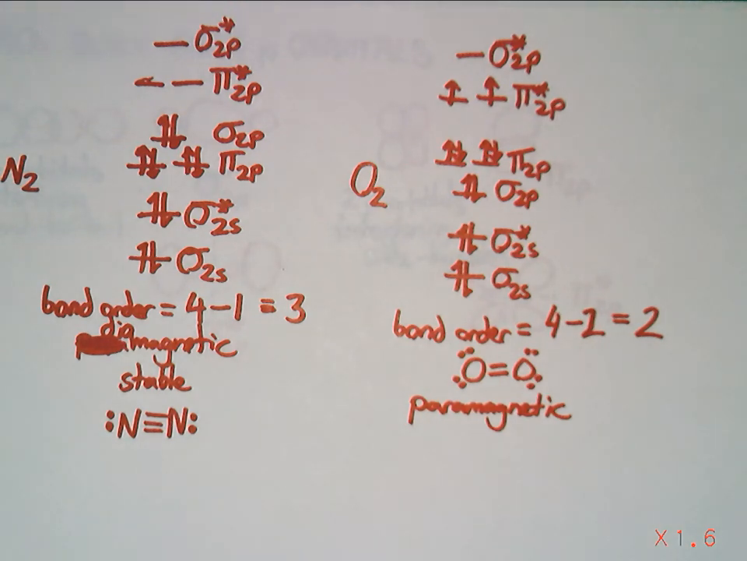All of your problems that you'll be asked to do on this worksheet and on the test will involve filling a molecular orbital diagram, predicting the bond order, predicting whether it's stable or not, and predicting what its magnetic properties are. If you can do those things, you should be able to complete the worksheet and the homework for Chapter 5.